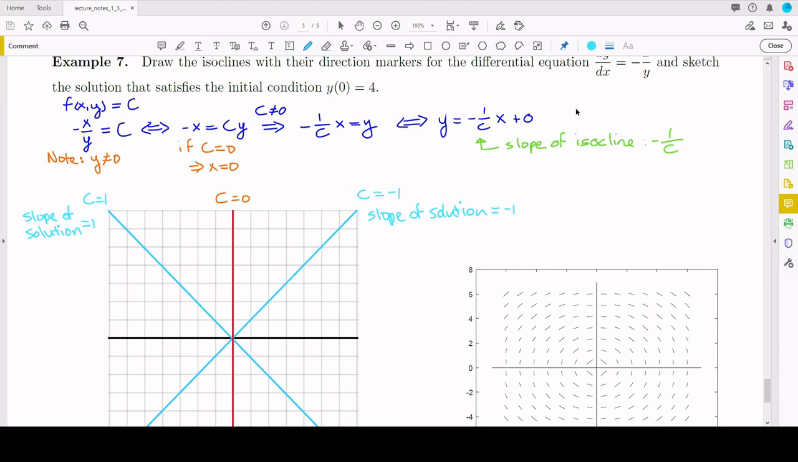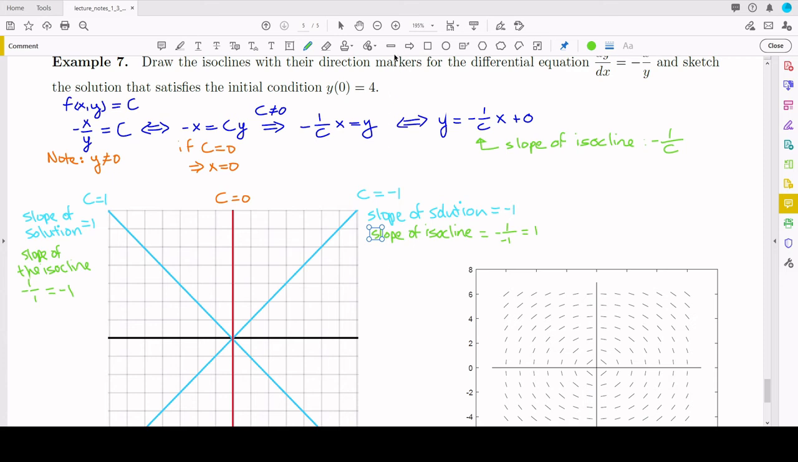And for clarity, I will add to this that the slope of the isocline is negative 1 over negative 1. That equals 1. And here the slope of the isocline is negative 1 over 1, and that's negative 1. So you have a line with slope negative 1.